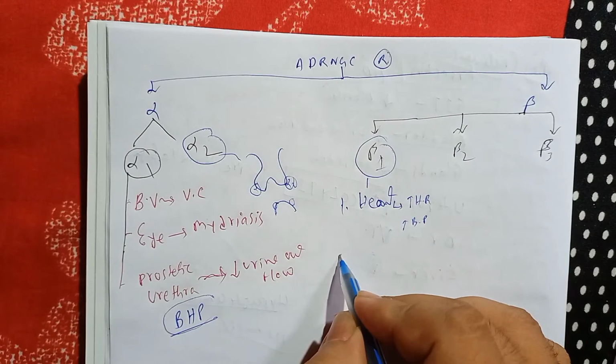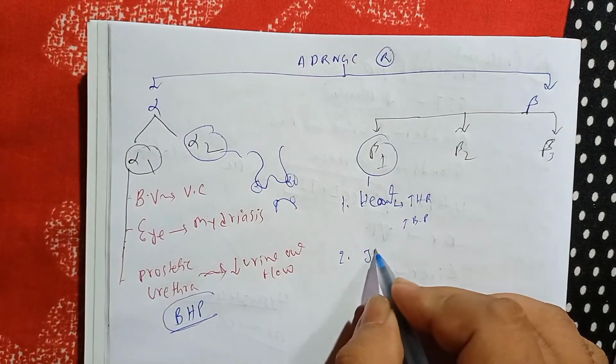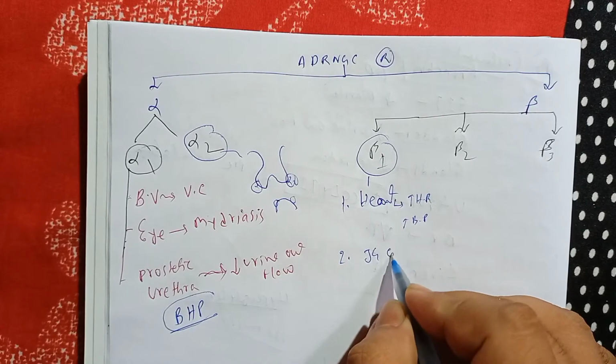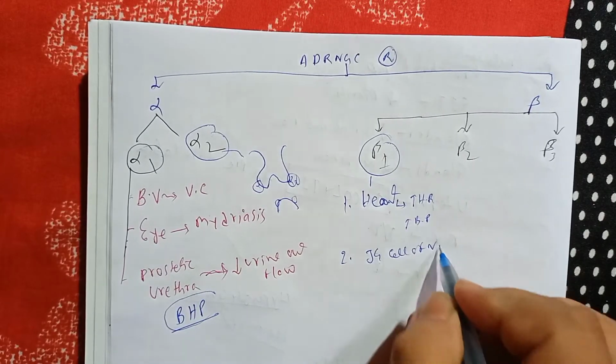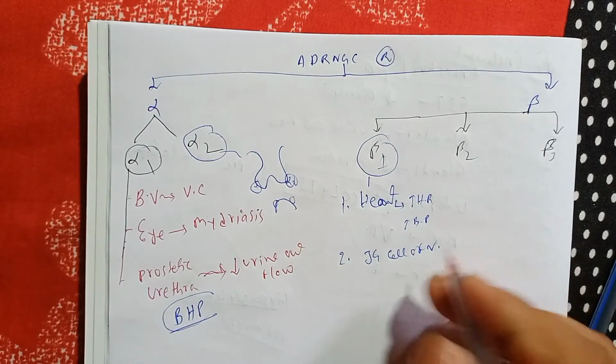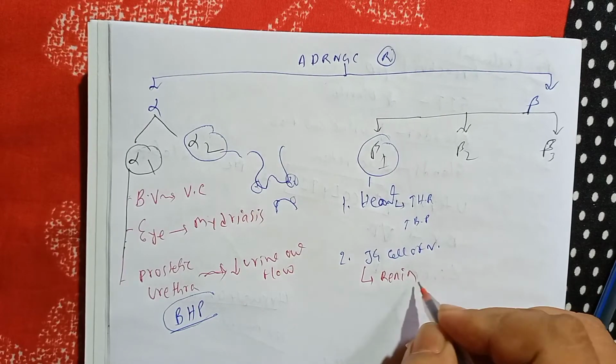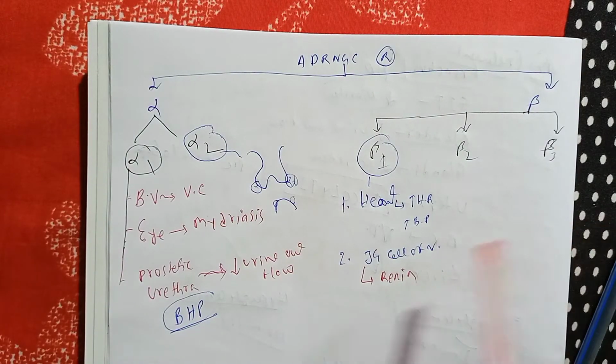Similarly, number 2, the beta 1 receptors are also present in the juxtaglomerular cells of the nephron, JG cells of the nephron. Whenever they are stimulated, they will secrete renin. And we all know that whenever renin is secreted, that ultimately leads to an increase of blood pressure by the renin, angiotensin, aldosterone system.